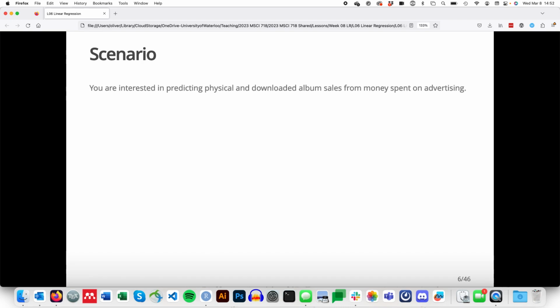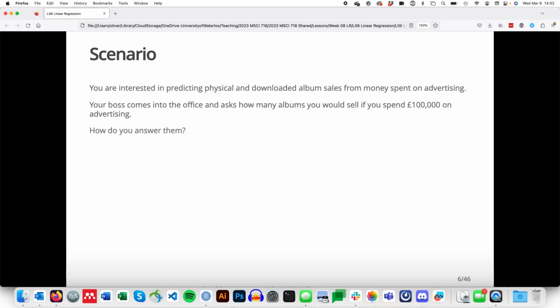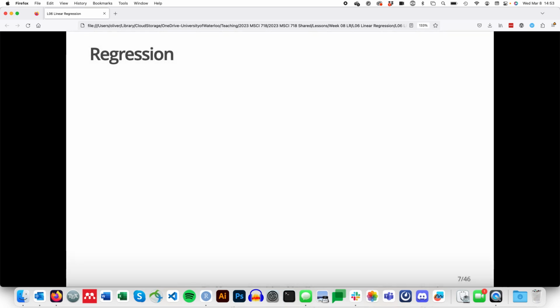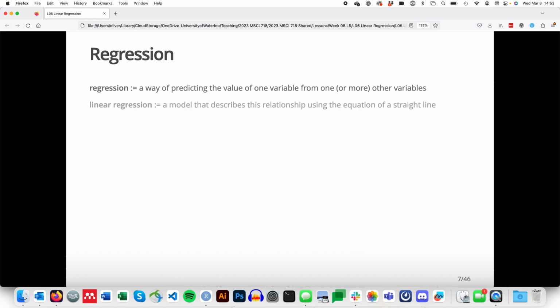So you are interested in predicting physical and downloaded album sales from money spent on advertising. Your boss comes in the office and asks how many albums you would sell if you spent £100,000 on advertising. How do you answer your boss? Well, you might want to do a regression model, which gives you an ability to predict a number based off of predictor variables, right? It's a way of predicting the value of one variable from one or more other variables.